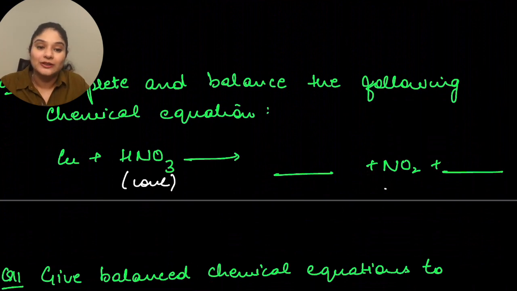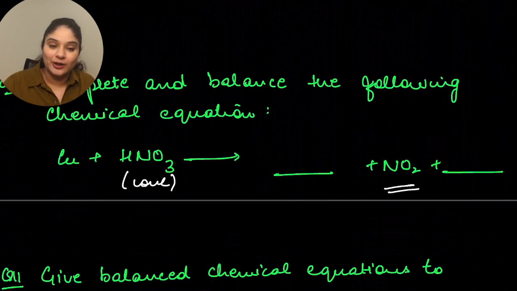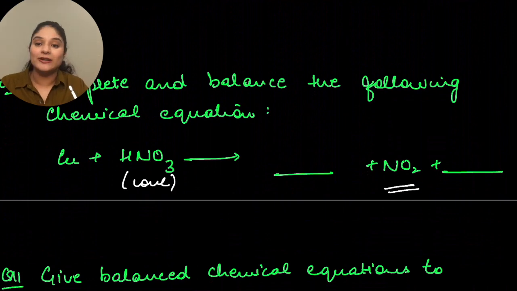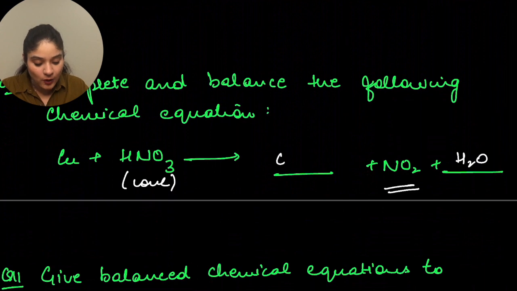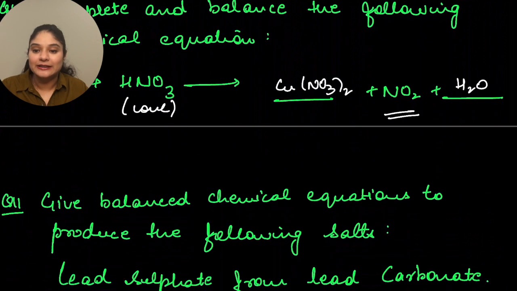Oh, I'm sorry. This was not that question that I was talking about, because in the products, they have mentioned NO2. Since they have mentioned NO2, that means this is a concentrated HNO3. So this is not the question that I had in mind. This is a different question. So since it is NO2, that means nitric acid is concentrated. So what are the other products other than NO2? You'll have water and you'll have copper nitrate. That's it. Let's move to the next question.